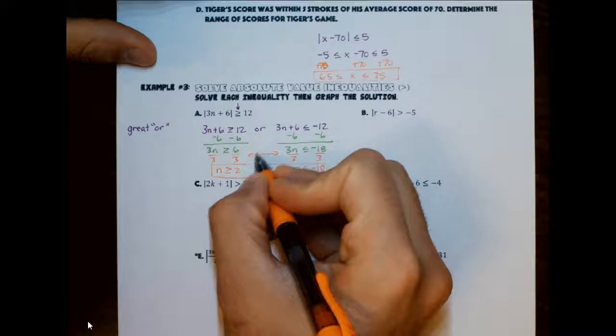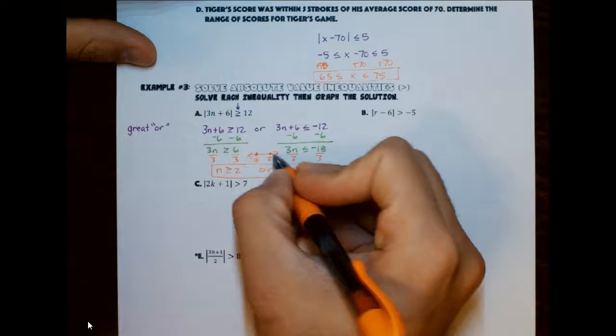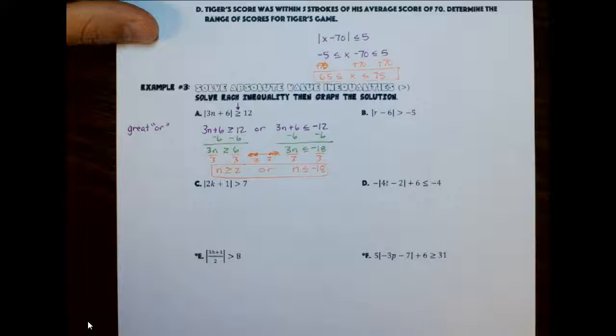Negative 6 would get a closed circle on the left. Positive 2 would get a closed circle on the right. I would shade to the right, shade to the left. So it is an OR compound inequality.